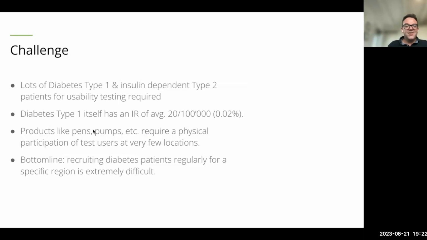An even further challenge is that they have physical devices to test, so you cannot do a remote test. Participants have to come to their premises, and that cuts it down even further. Bottom line, they kept coming back asking, can you help us? After a couple of requests, we said, we have a big pool of test users, but this is so rare and your study design is so complex. We need to solve this with a private pool.